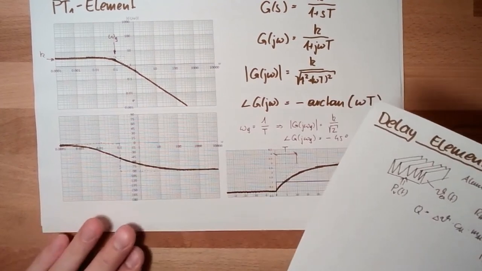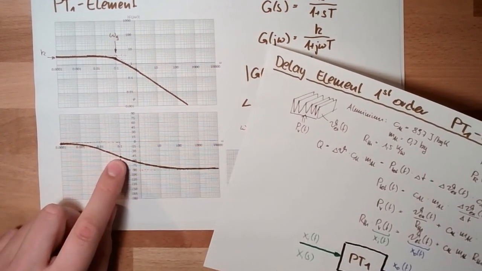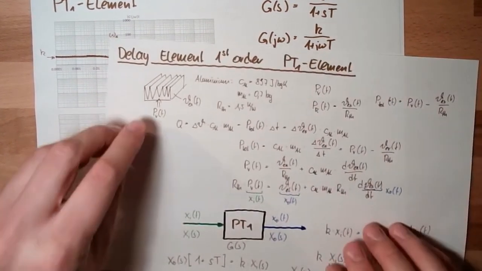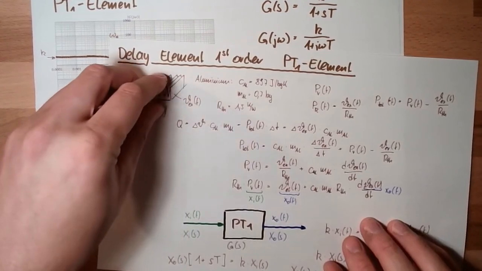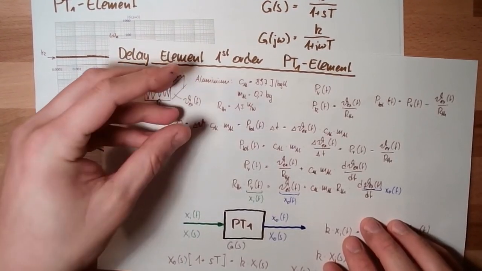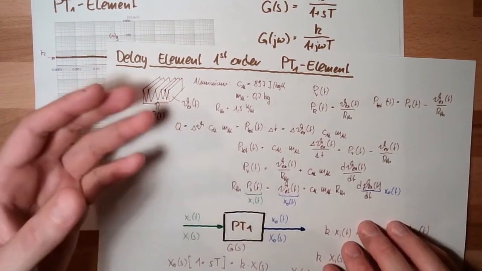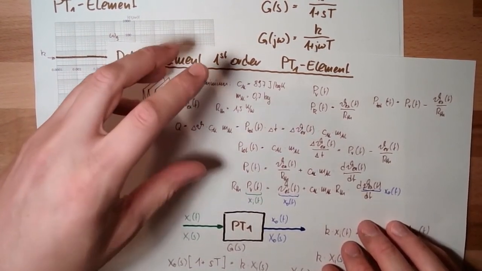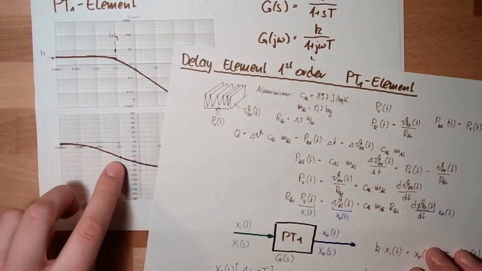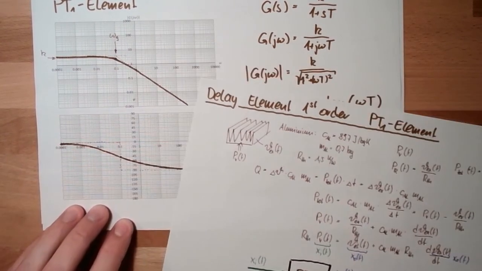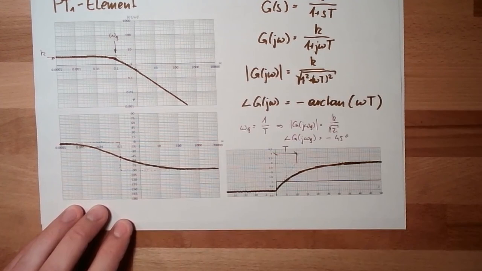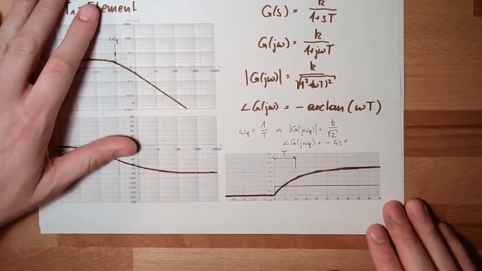And of course we have a certain delay. It's clear, because if I heat up this, it takes a while until, if I add power, nothing will change, and then it takes a while, it heats up, so it will be later. This is why the argument is negative. PT1 element.